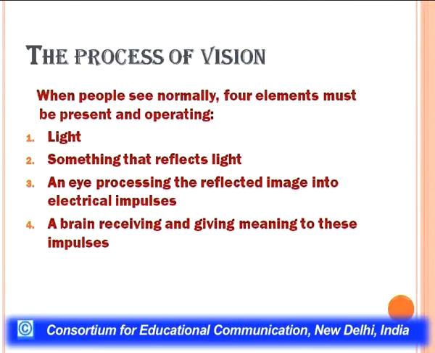1995. And now I will discuss with you the process of vision to understand better what should be the role of technology and education in this process. When people see normally, four elements must be present and operating. The first, very important, is light, because only after reflection do we understand, read and see something. Then something that reflects light. Third is an eye processing the reflected image into electrical impulses, and a brain receiving and giving meaning to these impulses. So a healthy eye is important.